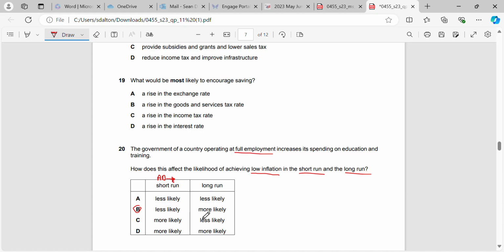But in the long run, it's going to also shift AS to the right. And that's going to allow us to keep a low inflation rate. So if you draw an AS and an AD diagram, shift AD to the right and then shift AS to the right, you'll see that the inflation rate may be kept quite low, or the price level may have a very small either increase or decrease in certain circumstances. Now, in the long run, it's definitely going to be more likely, and it's definitely less likely in the short run because it will only affect AD. Remember that AS is affected over a long period of time. AD can be affected in a short period of time.